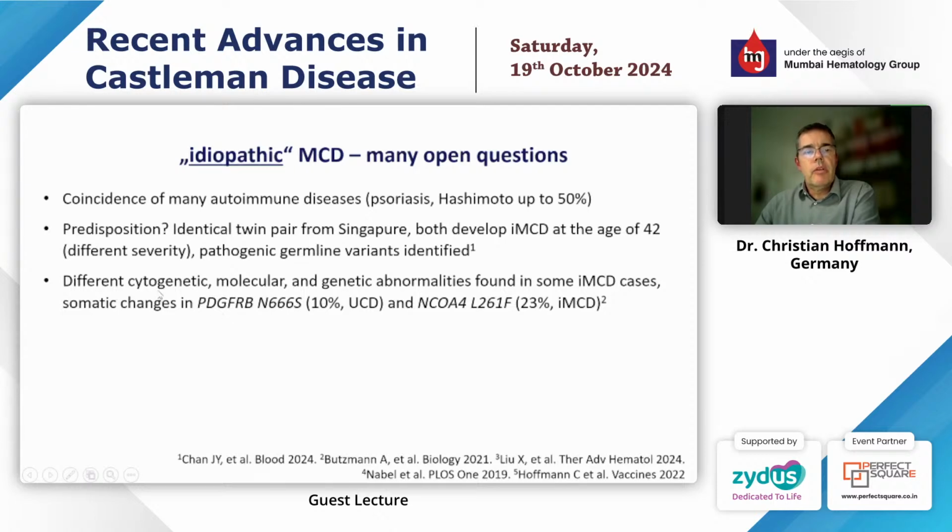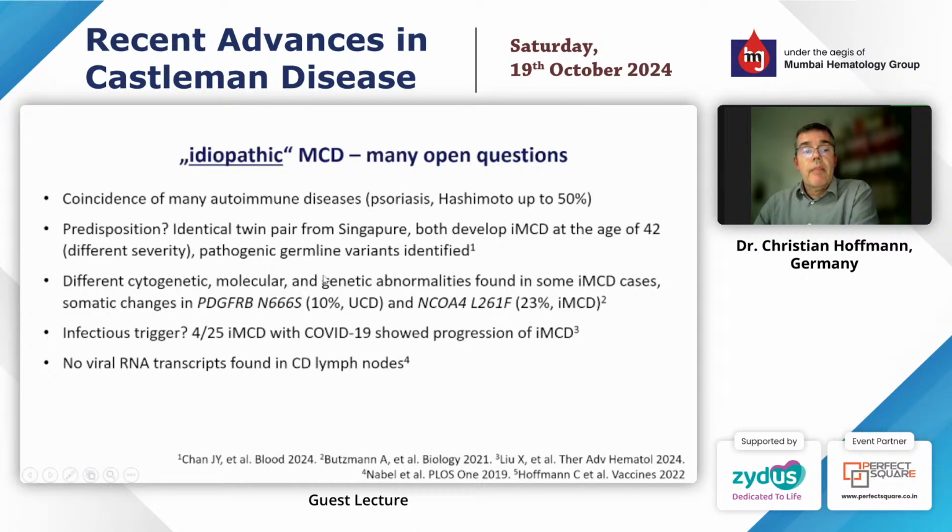What we know about cytogenetic, molecular, and genetic abnormalities is that they were found in some cases, but only in a subset of cases, somatic changes in about 10% of the UCD cases and 20% in the IMCD. Maybe there's an infectious trigger. There's one report of 4 out of 25 patients with IMCD with COVID, and they showed progression of the IMCD.